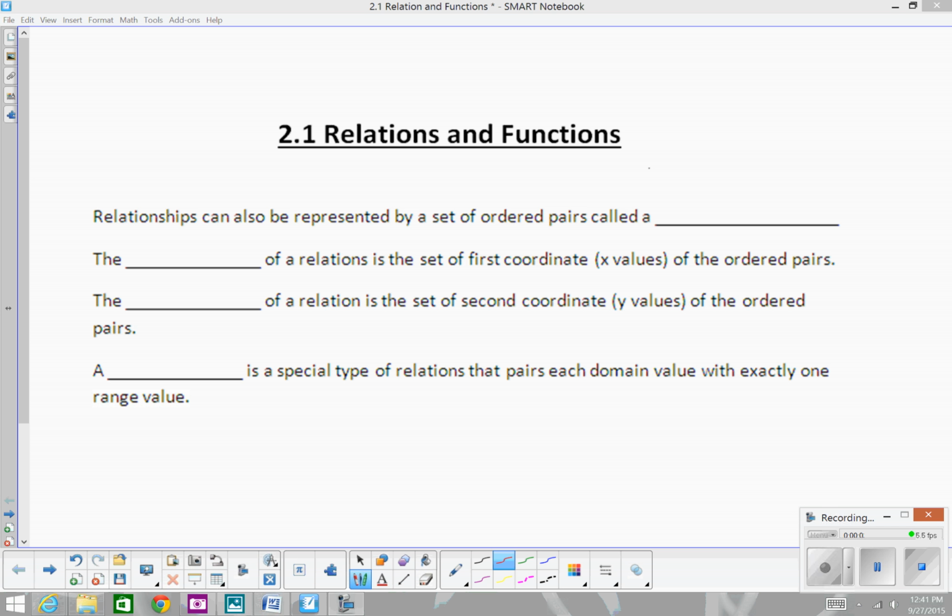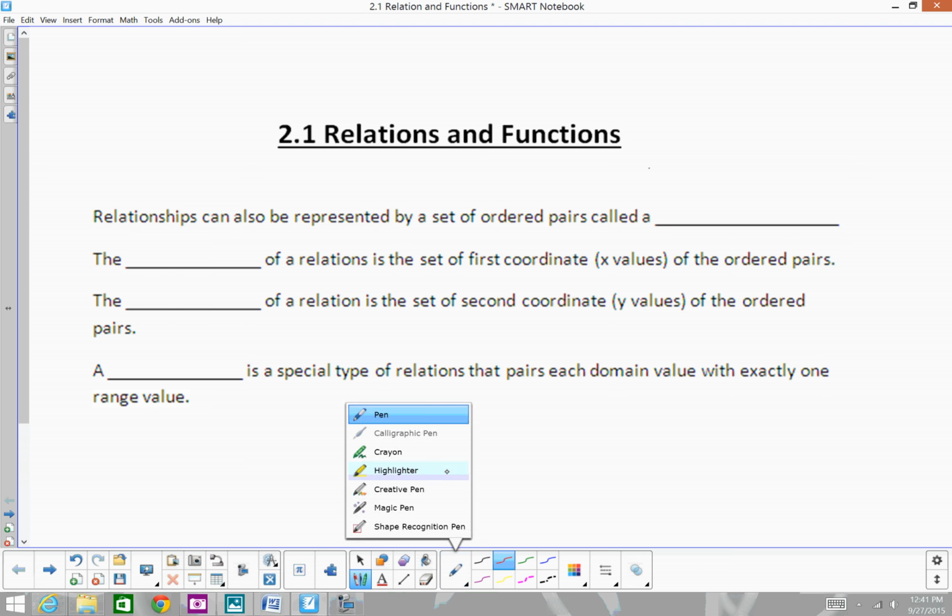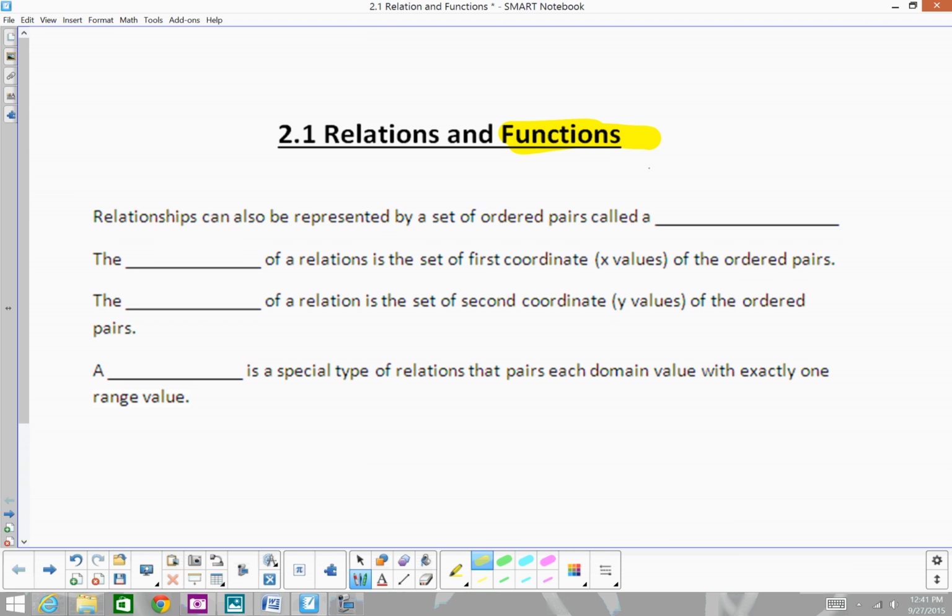Okay, welcome to section 2.1, Relations and Functions. This is going to be the first video of a set of videos for chapter 2. And today we're talking about functions and relationships. So if I talk about a function, I'm talking about something that's functional or that works.